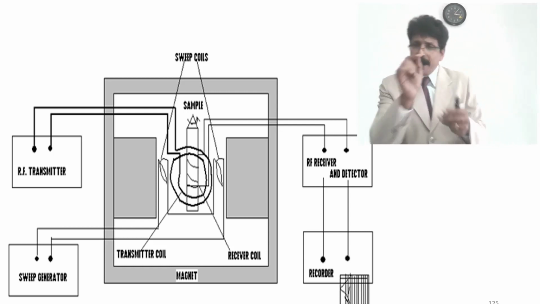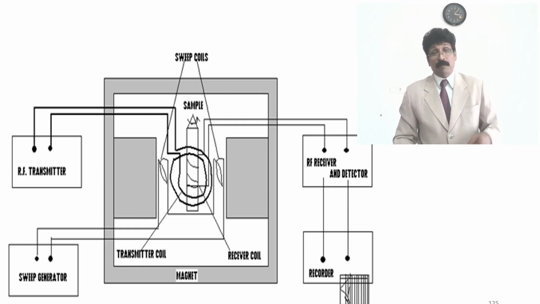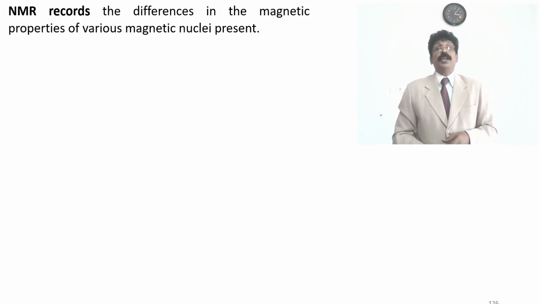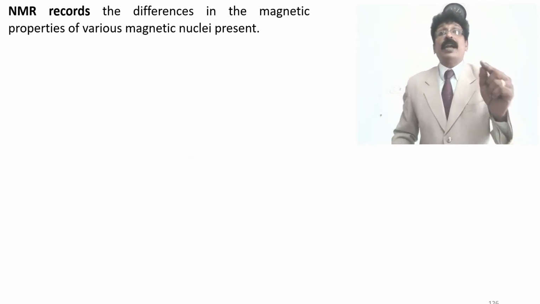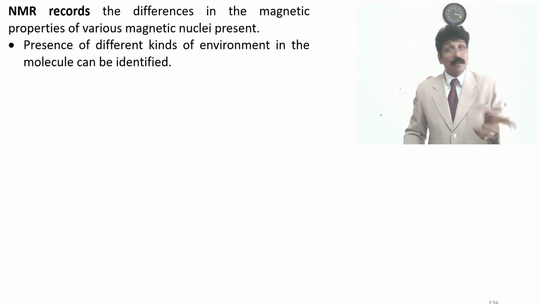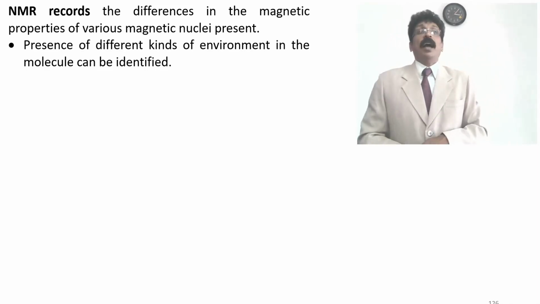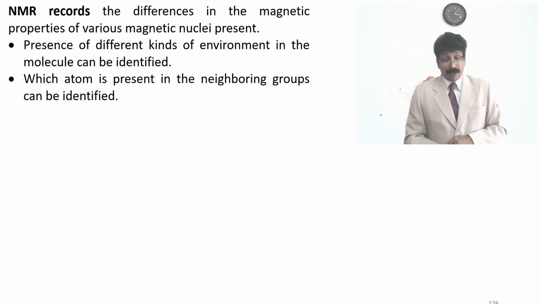I have taken an example. Here I have taken a small example to give you an explanation. That time you will understand. So NMR records the difference in the magnetic properties of various magnetic nuclei present, which you have applied and changed. And the presence of different kinds of environment in the molecule can be identified.